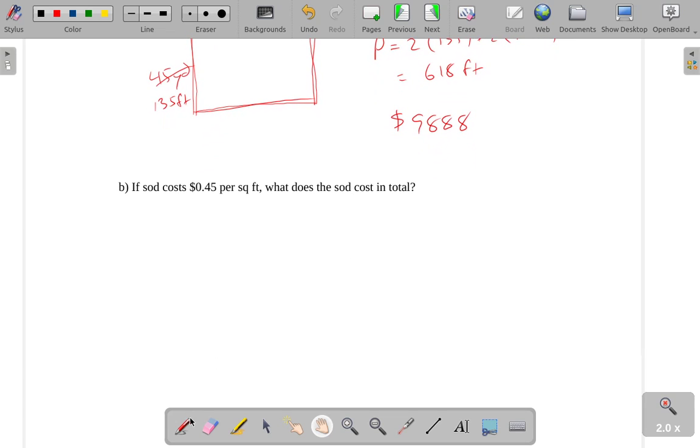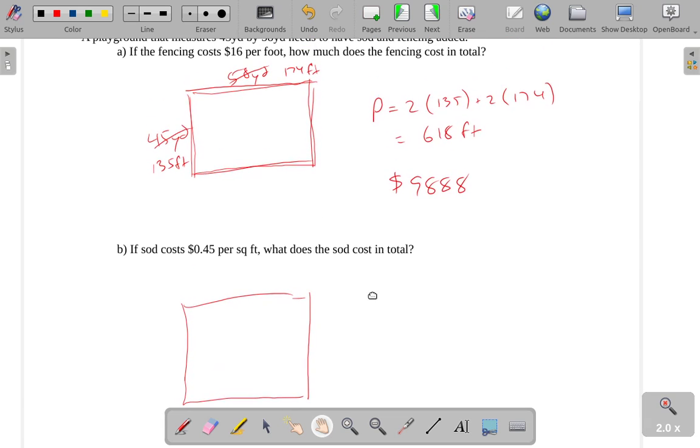We're also wanting to add sod to the playground. So I'm copying this down again. I'm noticing that this is priced per square foot, not per square yard. So again, I'm going to go with the feet measurements here, not the yards. So 135 feet and 174 feet.